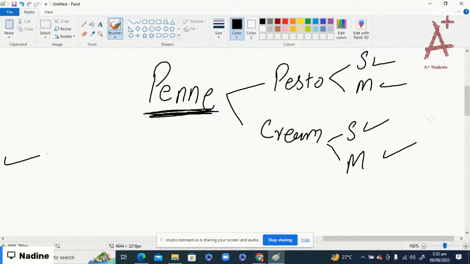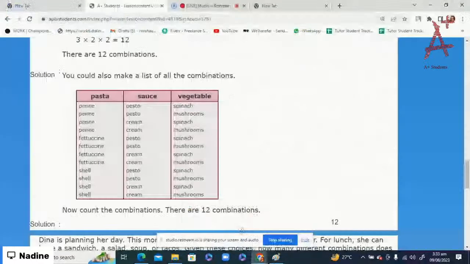Do you get this or not? Here is the penne, which has two sauces, pesto and cream, and for each sauce there are two vegetables: spinach and mushrooms. So basically, four combinations for each. Four combinations for penne, four for the second one, four for the third one, and when you add up all of it, it becomes 12. Okay.